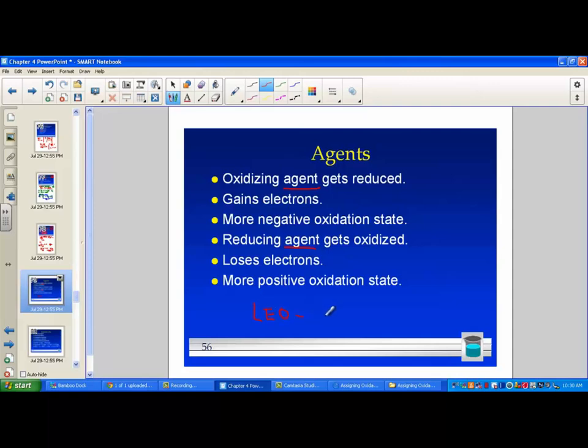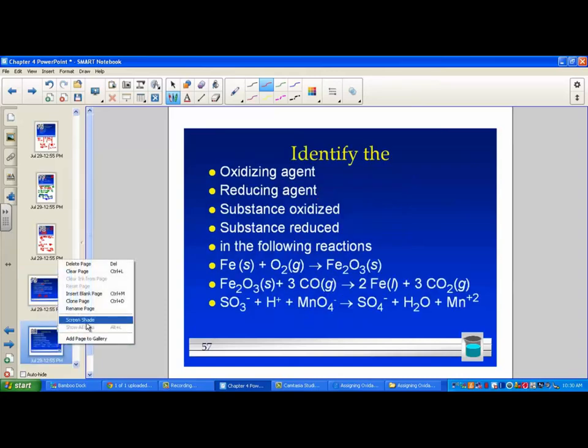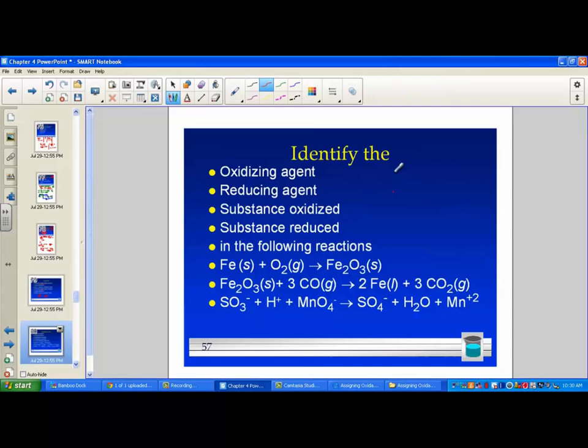An easy way to remember that: Leo the lion says grr. Losing electrons is oxidation. Gaining electrons is reduction. Oxidation becomes more positive. To be reduced becomes more negative on the number line. Traditionally, this term agent gets confusing for beginning students, but with a little practice, it becomes quite easy. Let's identify the oxidizing agent, reducing agent, the substances that were oxidized, and the substances that were reduced.